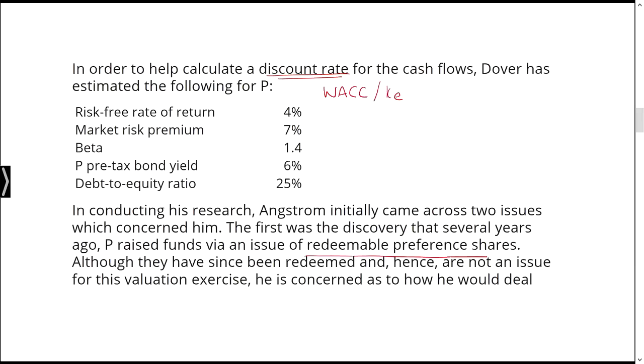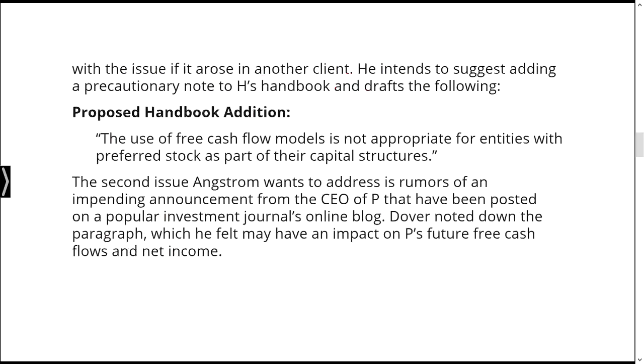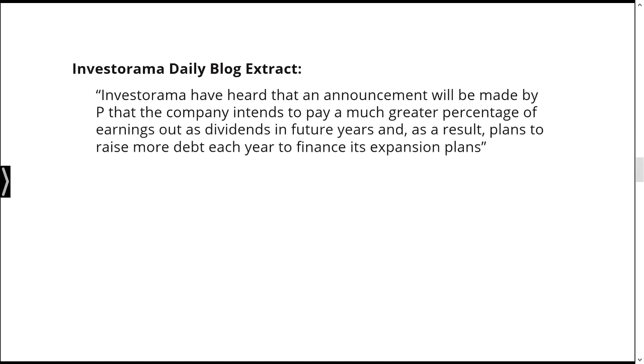Then we come across some issues, redeemable preference shares. Okay, that's unusual. Free cash flow, is it appropriateness? So maybe there's an appropriateness question coming. Then we've got an announcement from the CEO about future net income. Announcement will be made. We're going to pay more out as dividends, and so we're going to raise more debt. So this is a capital structure issue.